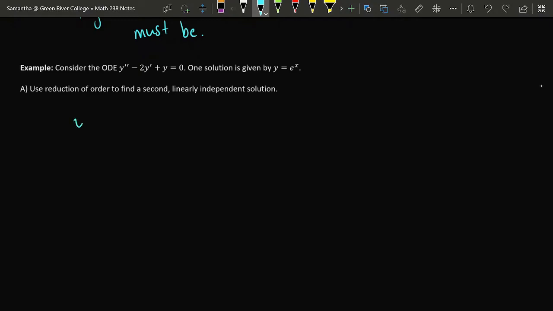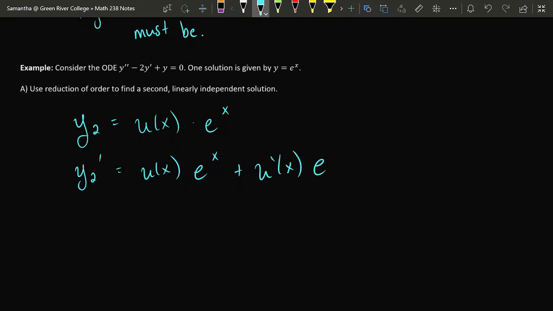So I'm just going to make a blind stab, and let me suppose that the second solution is equal to some function times the first solution. Now if this is the case, let me go ahead and calculate what the first derivative and the second derivative would be, so that I can plug those values into the ODE and try and determine the identity of u of x. Now the first derivative has to be calculated via the product rule. So the first, u of x, times the derivative of the second, which is still e to the x, plus the derivative of the first, u prime, times the second.